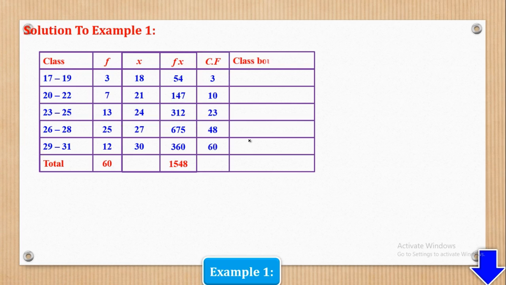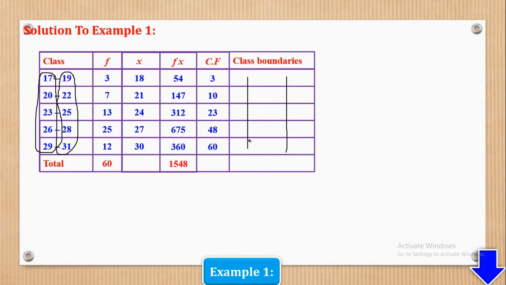Now next will be class boundaries. Now for class boundaries, you have to look at the upper class limit and the immediate lower class limit. So their difference is 20 minus 19 to come up with 1. Then when you divide by 2, you'll come up with 0.5. So what does that mean? It means that when you subtract 0.5 from these lower class limits, you'll be able to get the values for the lower class boundaries. And when you add 0.5 to these upper class limits, you'll be able to get the values for the upper class boundaries.